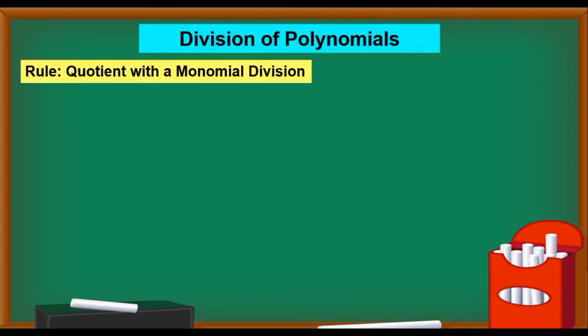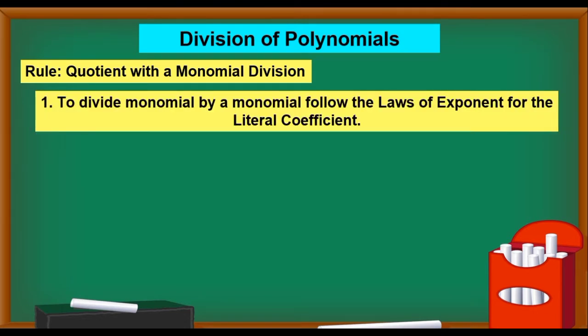So, ang gagawin po natin dito ay i-apply po natin yung ating tinatawag na laws of exponent. So, the quotient with a monomial division. Paano po? So, to divide monomial by monomial, we have to follow the laws of exponent for the literal coefficient. So, kung natatandaan ninyo, meron po tayong video na laws of exponent. Pwede nating balikan yan kung ating nakalimutan po yung rule.